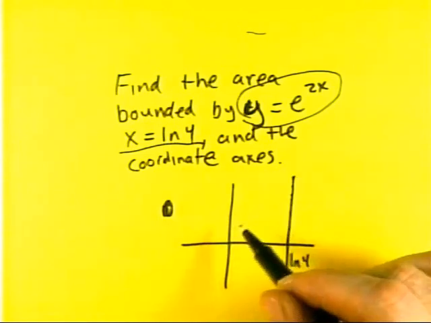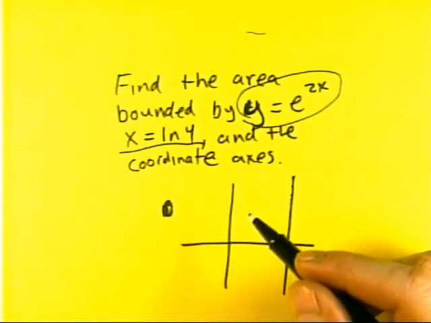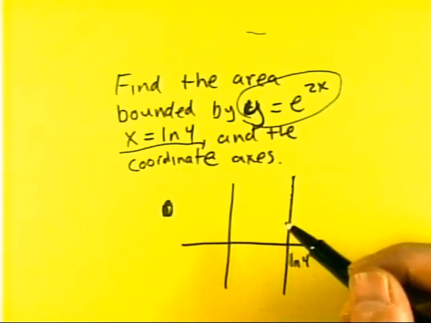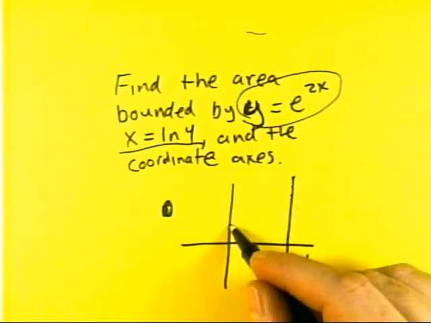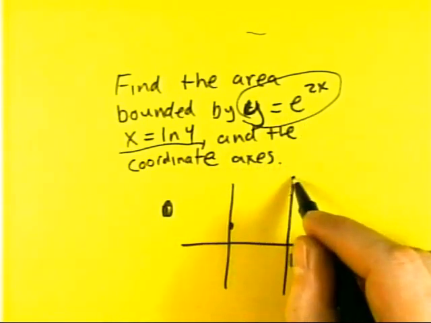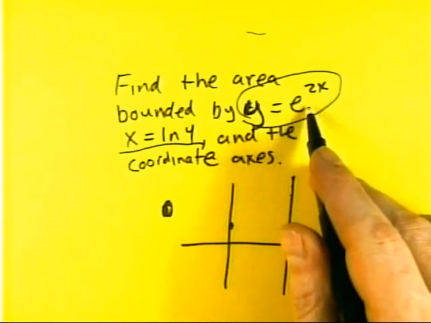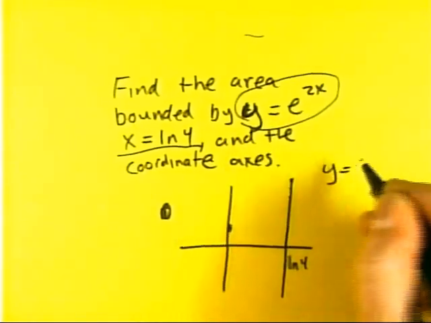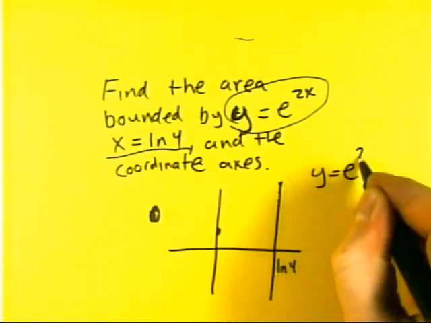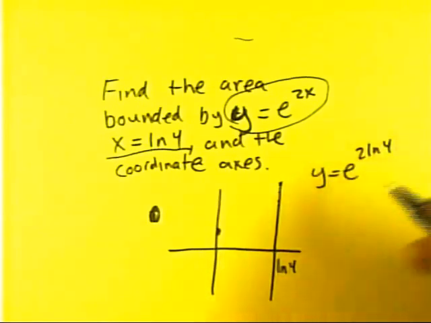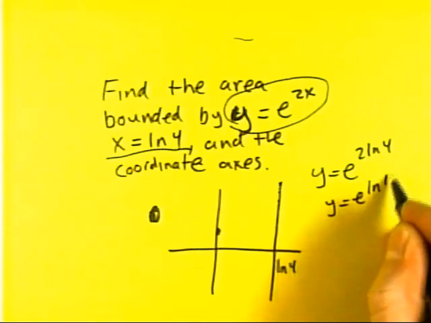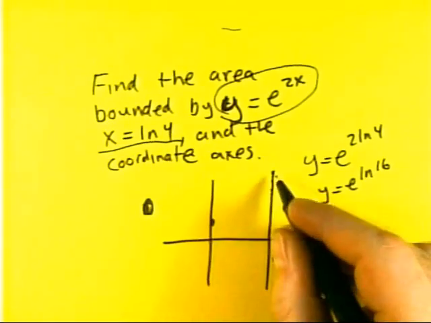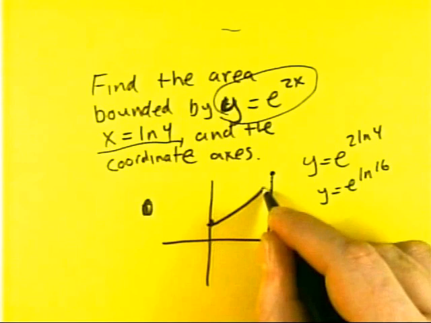Yeah. So, what's our most favorite point in the whole world? 0. When x is 0, what does y equal? 1. Okay, so we got 1. Well, what about when x is equal to natural log of 4? What does y equal then? 16. Wow, that's really quick. e to the natural log of 4 squared, or e to the natural log of 16, so it's 16. So the curve looks something like this.